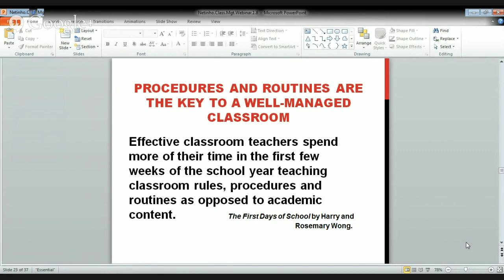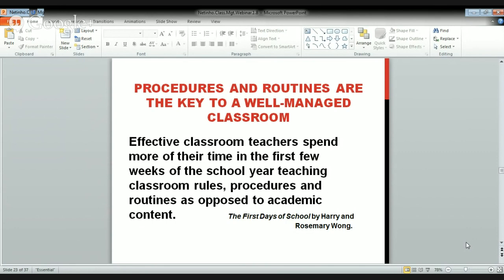Procedures and routines are the key to a well-managed classroom. Effective classroom teachers spend more of their time in the first few weeks of school teaching classroom rules, procedures, and routines as opposed to academic content. And this is one of the beliefs of Harry and Rosemary Wong. Harry Wong is a huge proponent of procedures. He feels that procedures are actually more important than rules. That if you teach students how things are done in the classroom, then they know what to expect. And then behavior naturally improves.